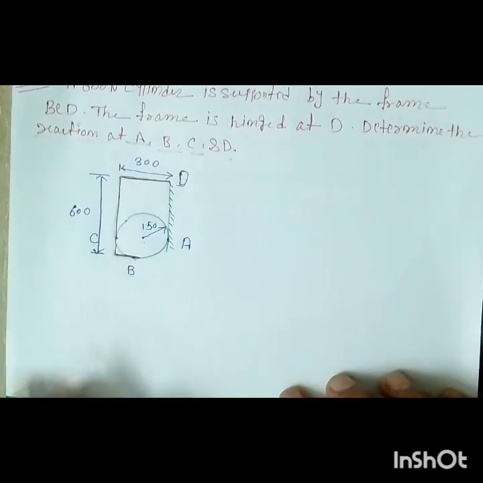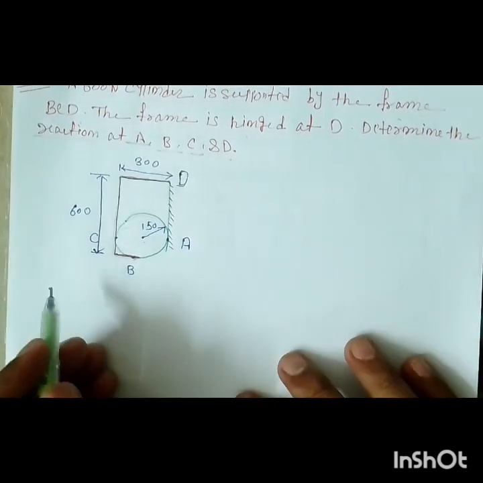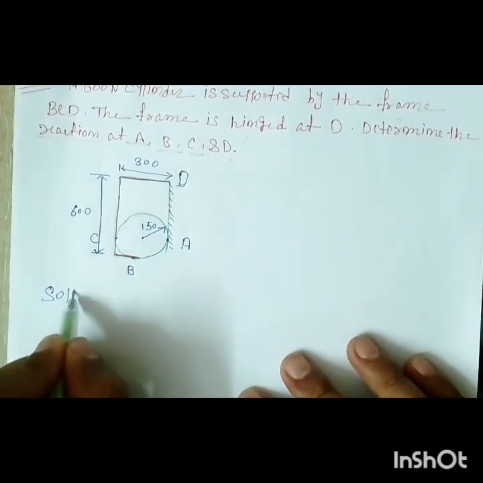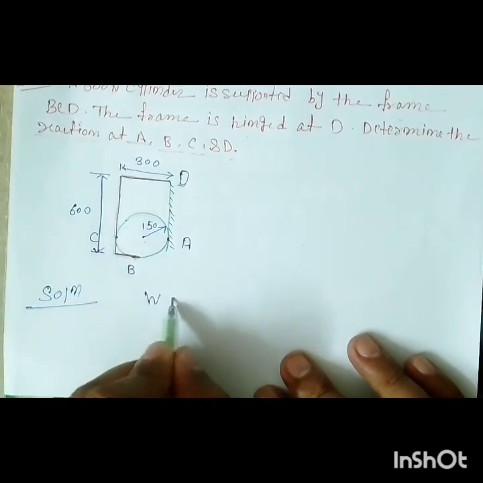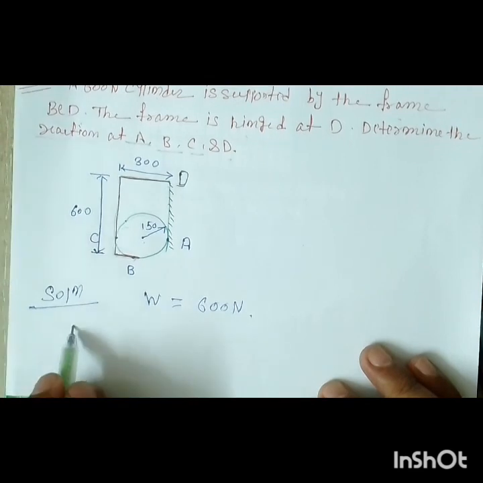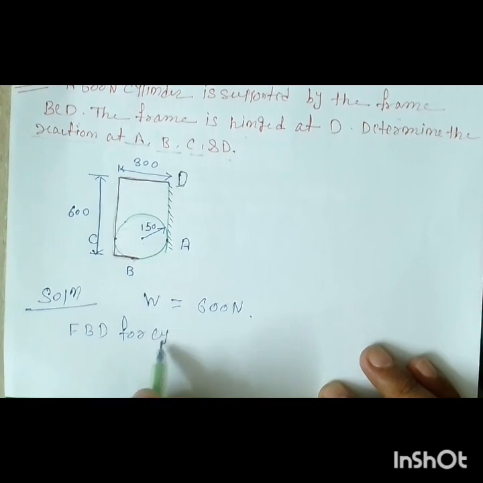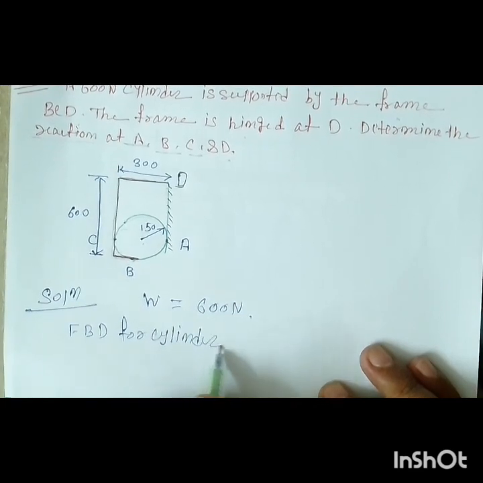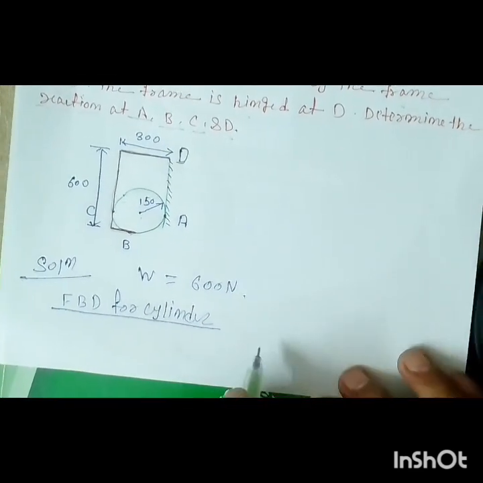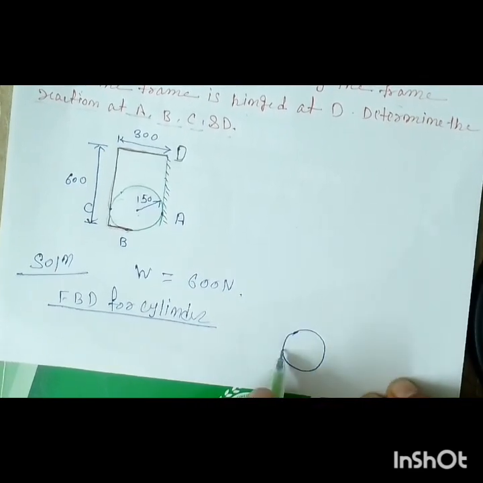So this is your solution. Let's say the weight is given, that is 600 Newton. Now first, FBD for the cylinder. What does FBD for the cylinder mean? Let's say this is the cylinder, right? And this is the contact point C, this is the contact point B, and this is the contact point A.